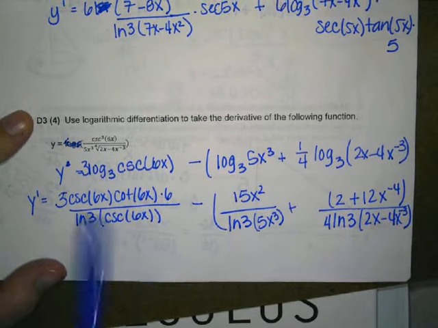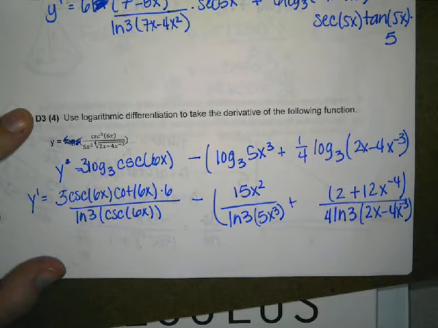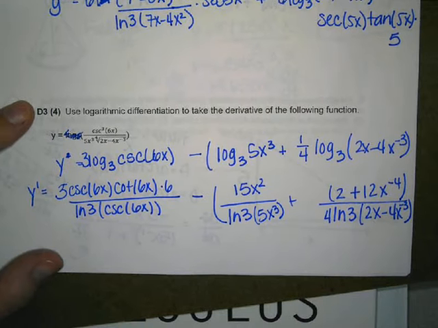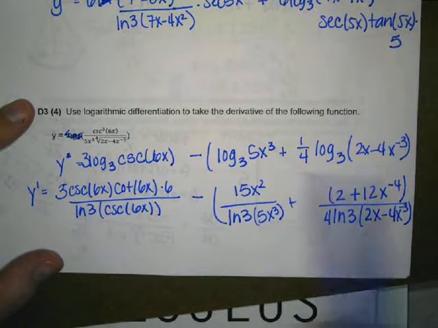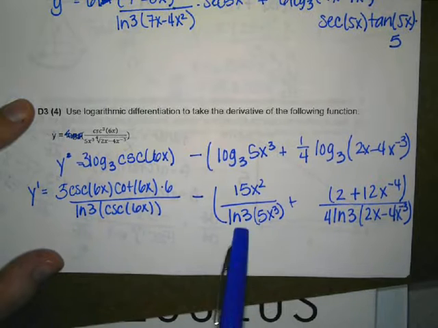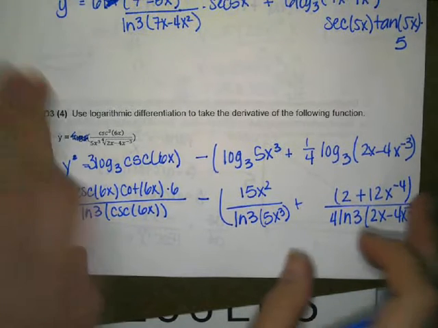And then each one of these is that rule u prime over ln of a times u. So all of these are u primes, and then all of these are ln of a times u. So you can check your work. Okay, flip.